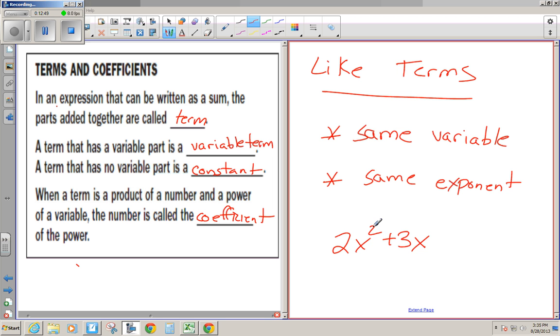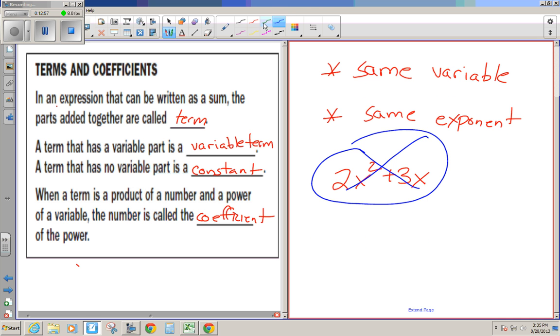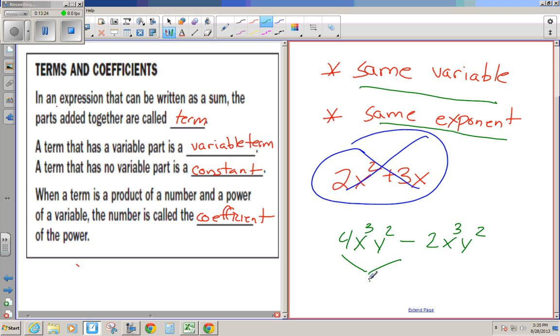These have the same variable, but the exponents are not the same. These are not like terms. These, we have the same variable, we have the same exponent. These are like terms, and you could just combine them by adding the coefficients. 6 x cubed y squared.